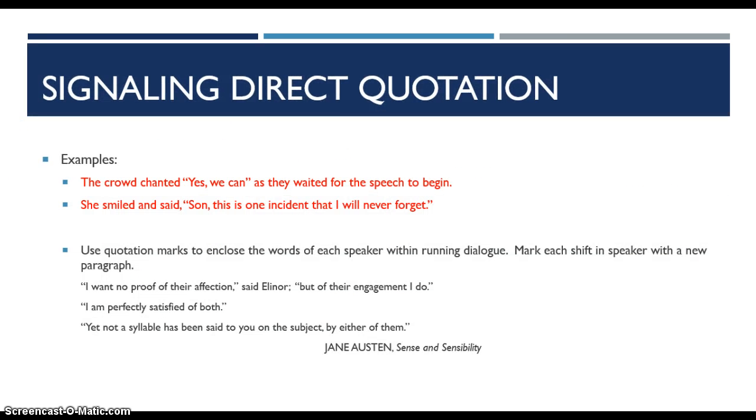You use quotation marks to signal direct quotation. Let's look at our examples here. The crowd chanted, "Yes, we can," as they waited for the speech to begin. What the crowd said was, "Yes, we can," so to quote it directly, we put quotation marks around it.